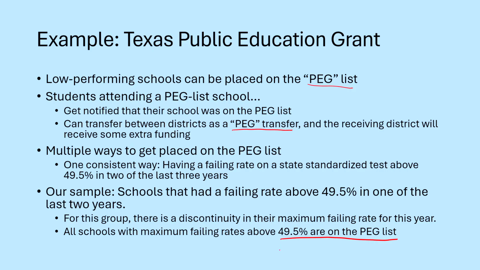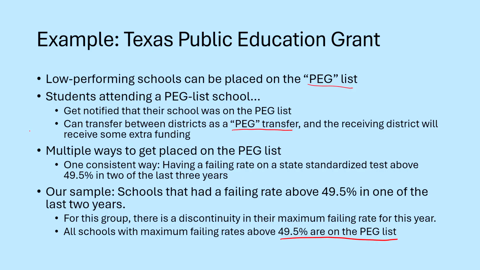So that creates a discontinuity. If you just get over 49.5% failing this year, you're going to go on the PEG list. However, it's a fuzzy discontinuity because there are people that are going to be on the PEG list even if they don't fail, because there are lots of reasons that you could be put on the PEG list, a number of other reasons. And so this is a fuzzy regression discontinuity. It's a jump in your probability of being placed on the PEG list. And it's going to happen right at 49.5%.